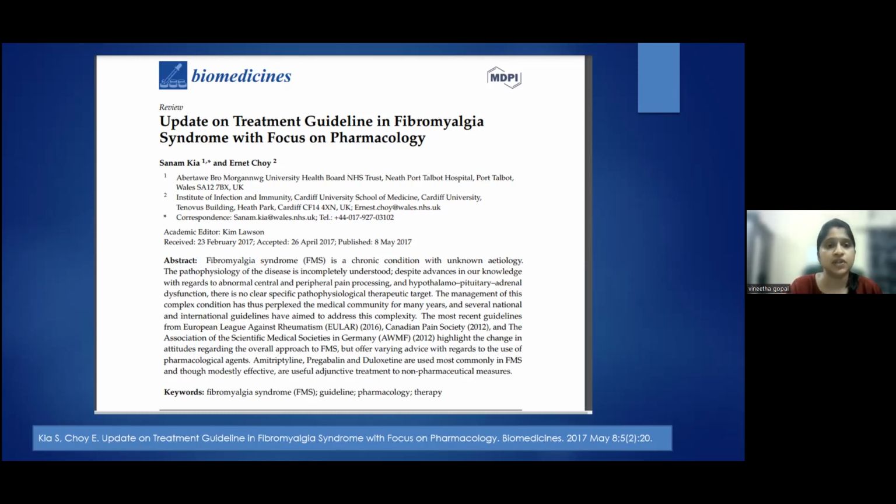So this particular article, the update on treatment guideline in fibromyalgia syndrome, everybody should read, because it discusses various other guidelines, like the EULAR guidelines, Canadian CPS guidelines, AWMF, and what they say has been discussed in this one article. So you will get to know how fibromyalgia is treated everywhere across the globe, because these guidelines differ from country to country. Okay, so that is about fibromyalgia.